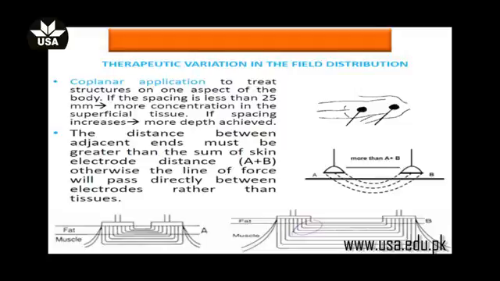Like in the picture, you can see there is an electrode A and an electrode B. Ideally the distance between these two electrodes should be more than the size of electrode A plus the size of electrode B. Because if they are closer to each other, there will be less field distribution. But if they are at a standard distance, then there will be equal distribution of the field both in the superficial and in the deep tissues.